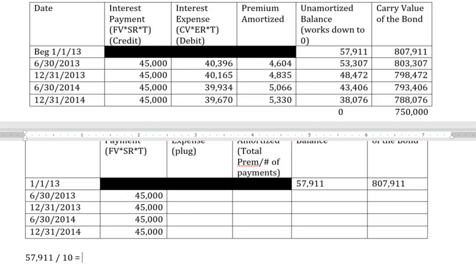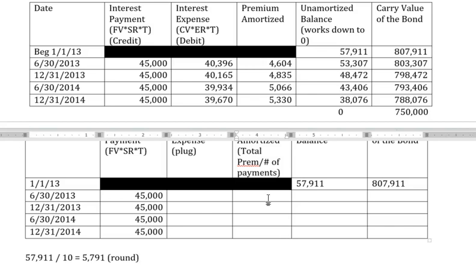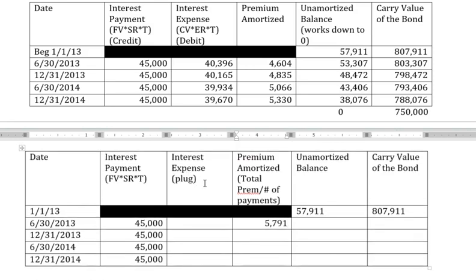57,911 divided by 10. We should be able to do this in our head, but if not, let's get our calculators out. Gives us 5,791. Again, we're going to round. It will not work out perfect, I understand that, but let's round to the whole dollar just to keep it simple. All right, so we know our amortization is going to be 5,791. Now, we need to back into our interest expense.